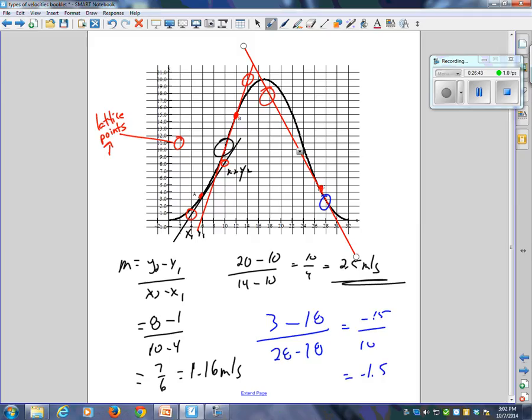So Nate, what have you got for an answer? 1.5. 1.5 or minus 1.5? 1.5. Negative. Why is it negative? Because it's down. 0 minus 12 is minus 12. 0 minus 0, I'm sorry.